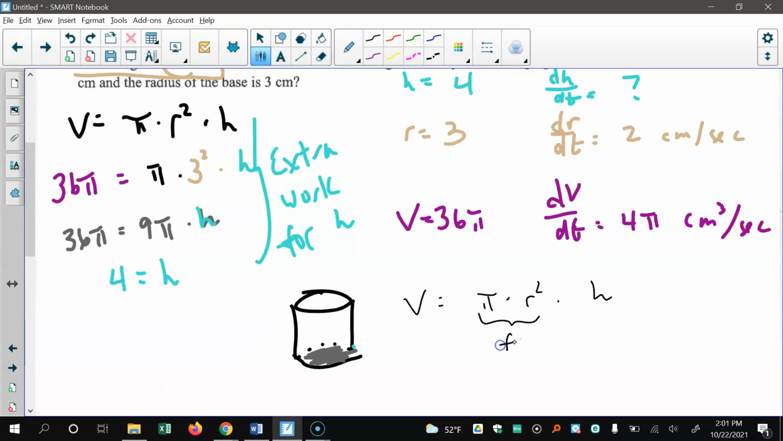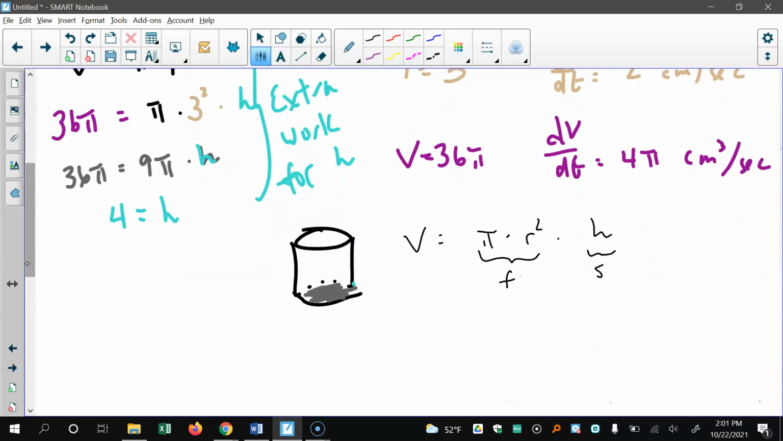This part is going to be f, this part is going to be s. I'm going to set myself up for success with an f prime times an s plus an s prime times an f. And you're thinking, does he always sing in his videos? No. But do you always sing when you're doing math? Yes.